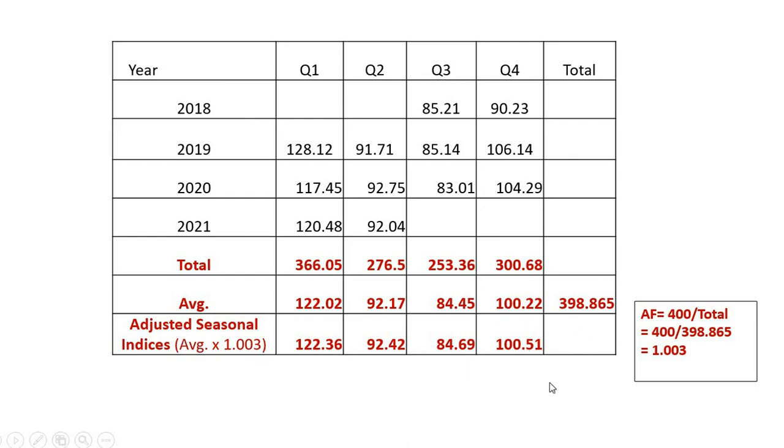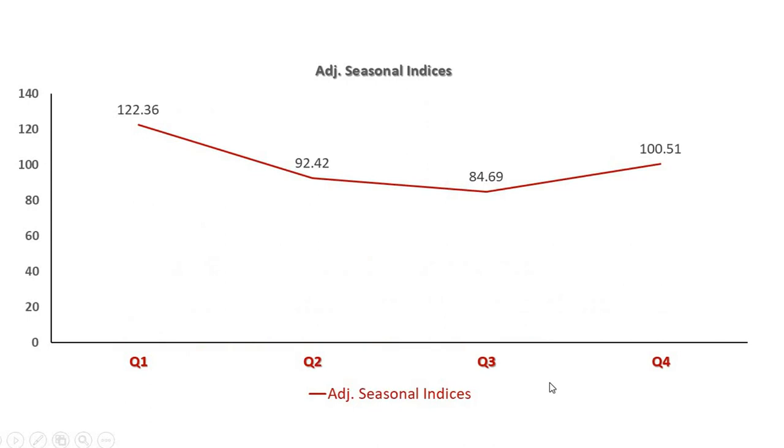So these are the adjusted seasonal indices, and then we draw a graph in order to understand how these varied. As you can see, the seasonal index shows that maximum consumption, or maximum production, takes place in the first quarter, then it drops down, and in the last quarter there is a slight increase, though quite different from the peak which is in the first quarter. So this is how we compute the seasonal indices.